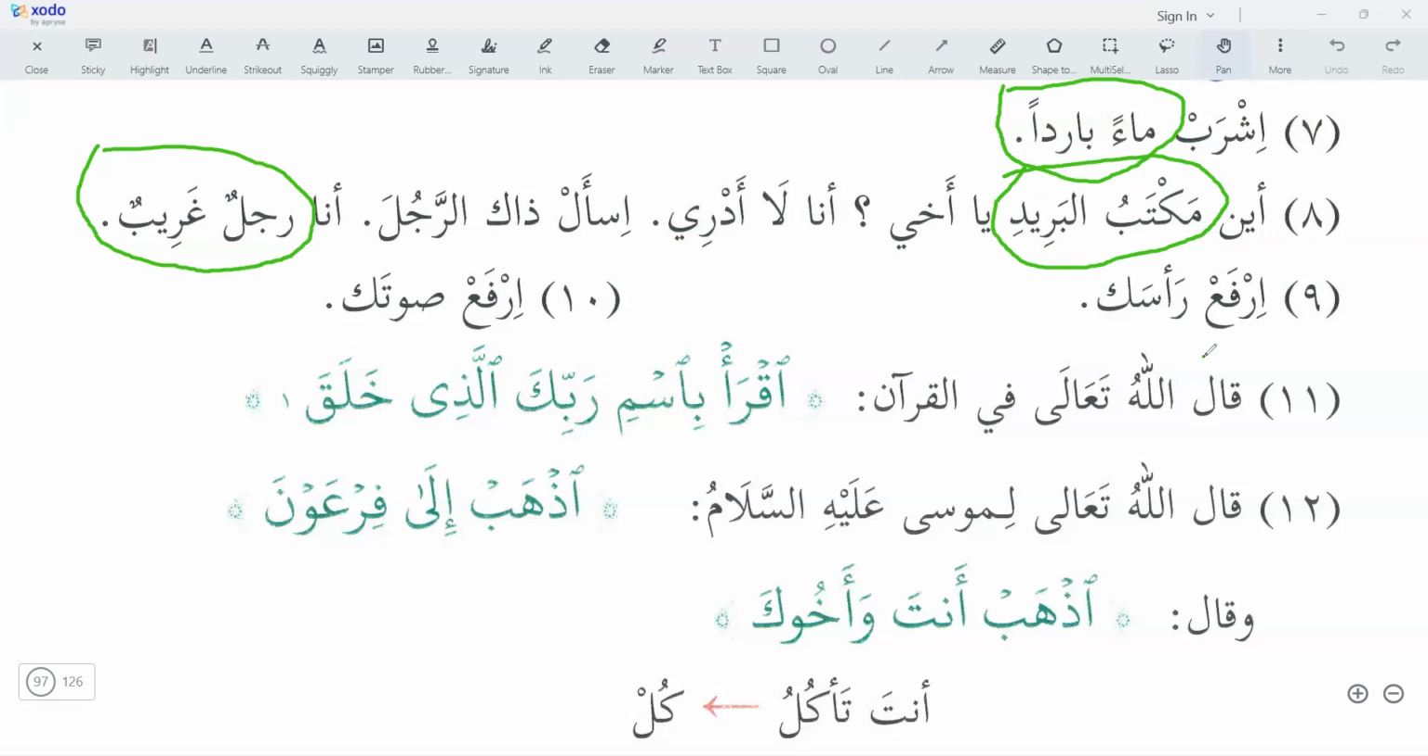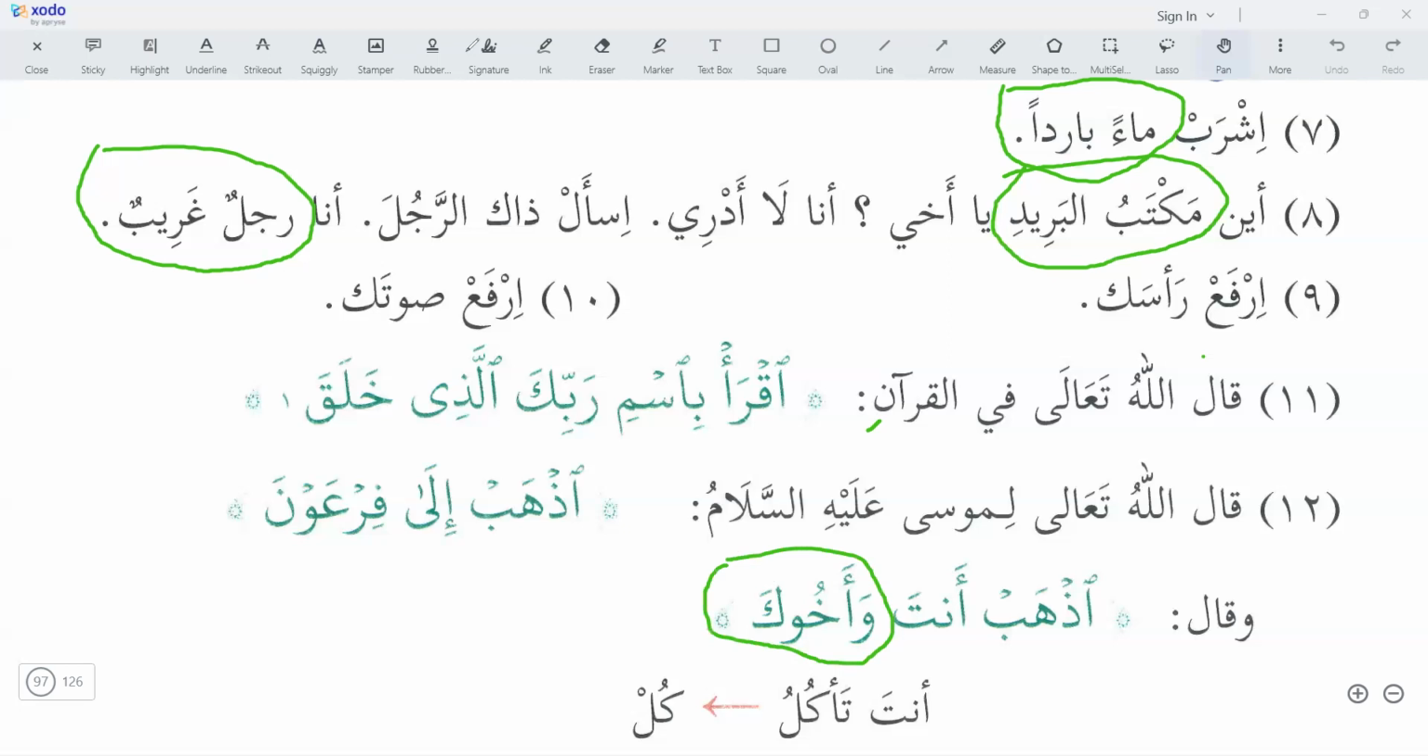Qala Allahu ta'ala fil Qur'ani, iqra' bismi rabbika alladhi khalaq. Read with the name of your Lord who created you. Qala Allahu ta'ala li Musa alayhi salam: Idhhab ila Fir'auna. Go to Fir'aun. Wa qala: Idhhab anta wa akhuka. Go, you and your brother.